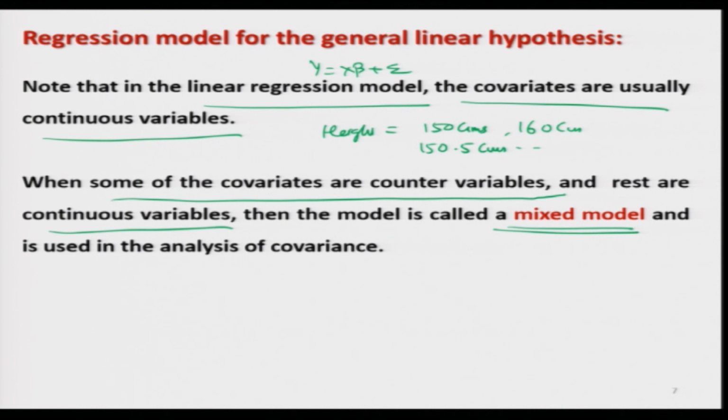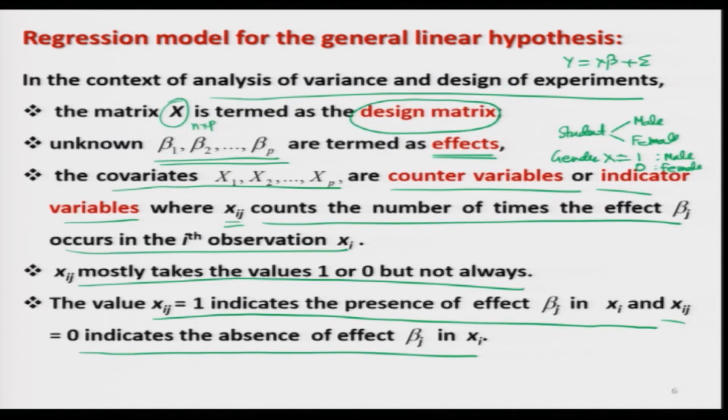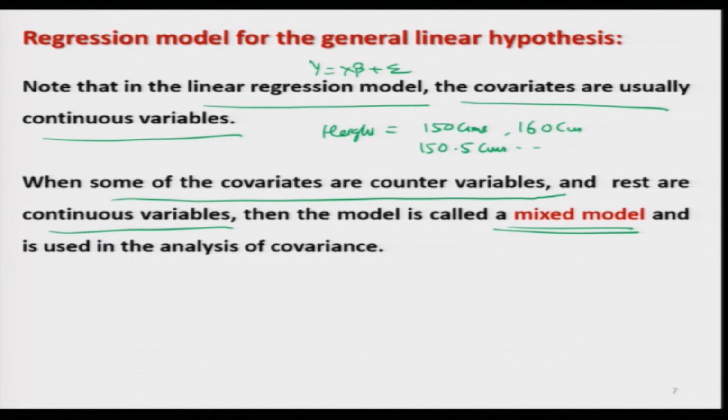Right. So, the model which we have considered here in analysis of variance is the setup that we are going to use through this linear model. When we consider all the independent variables to be continuous variables, the same model is called a linear regression model, and we use the setup of regression analysis. And when some of the independent variables are counter variables and the remaining are continuous variables, then the model is called a mixed model, and it is used in analysis of covariance. Right, that we will talk about towards the end of the course.